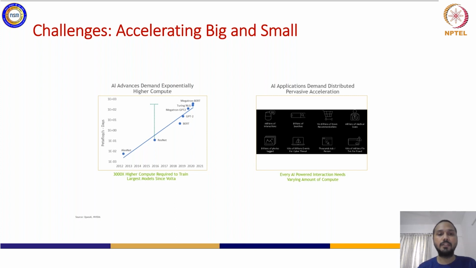You can see here in 2012, the network which won the ImageNet challenge was AlexNet, and then later on you have ResNet. You can see there was a 3000x gain in just 3 years from the time the previous model was released. So there was a 3000x increase in the amount of computation needed to be at par with the latest accuracy standards which exist. The second problem is the other side of the AI world, which is also very well known.